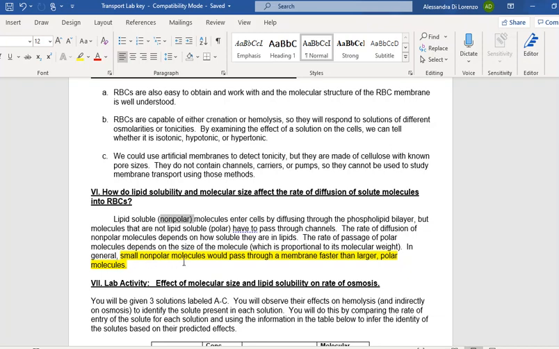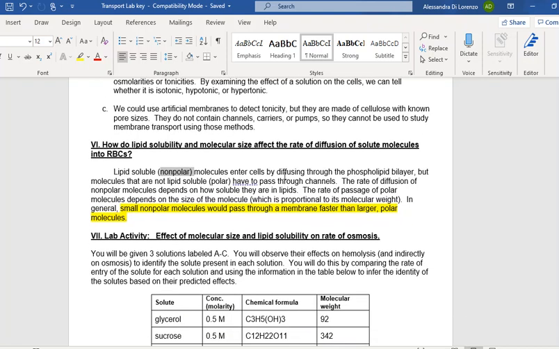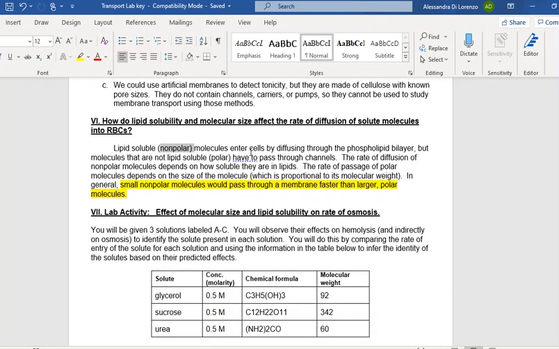Small non-polar molecules, so hydrophobic molecules, will pass through the membrane very easily. For instance, if you think about cholesterol, or the small hormones that we talked about in class, estrogen, they will pass through the membrane much faster than larger molecules. This is just a kind of theoretical thing.